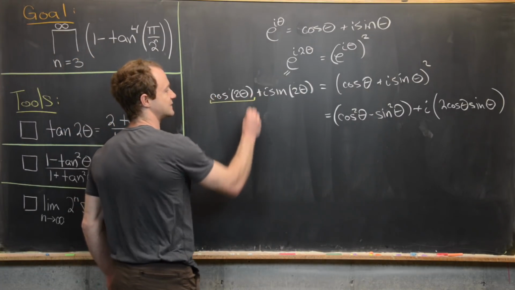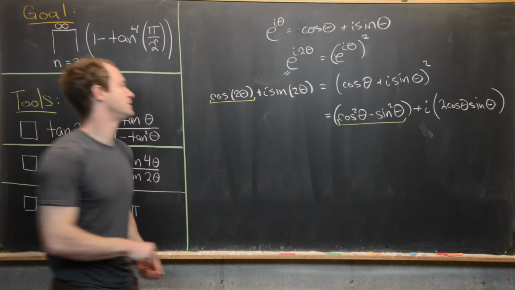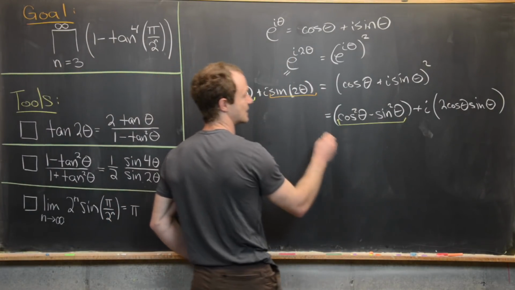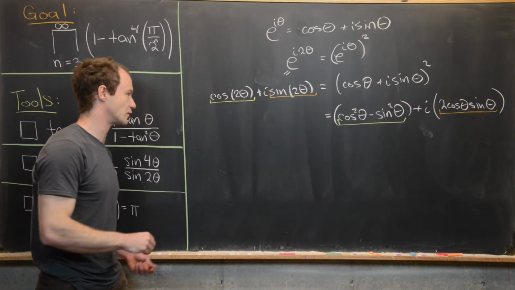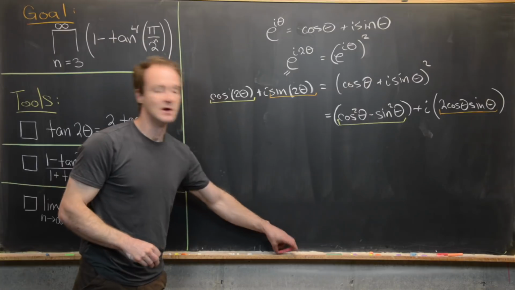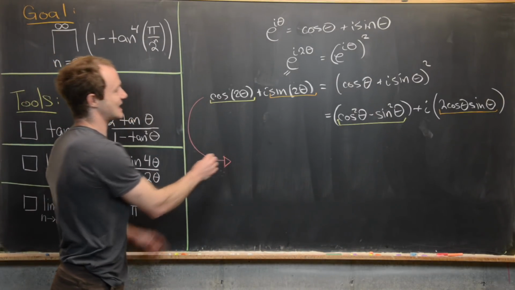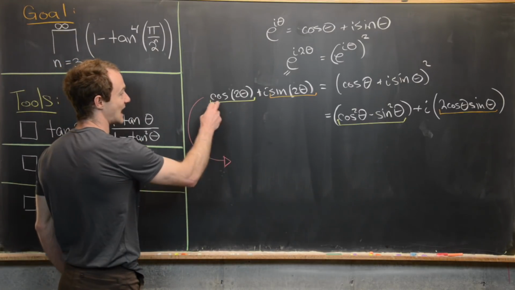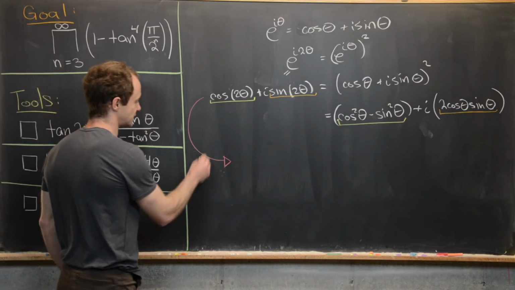Notice that cosine of 2 theta will be equal to cosine squared minus sine squared. And notice that sine 2 theta will be given by 2 cosine times sine, just by extracting real and imaginary parts. But we're looking for tangent of 2 theta. So we can get that by taking this equation and then dividing it by cosine of 2 theta because we know sine over cosine is tangent. So let's go ahead and do that.